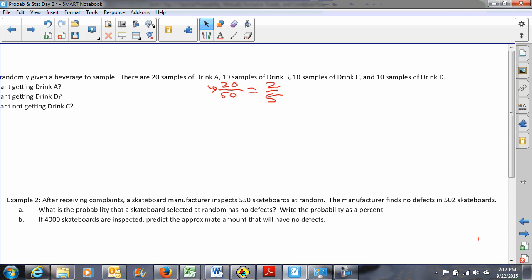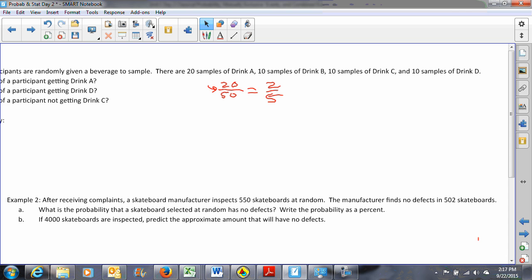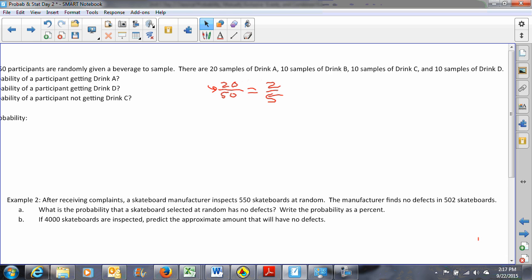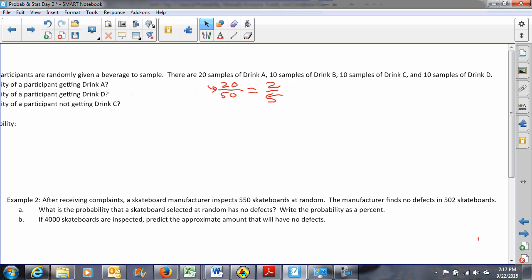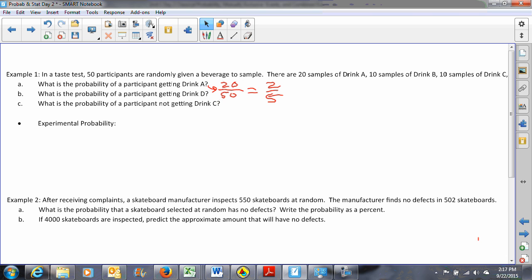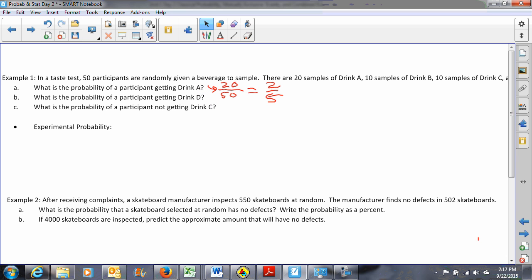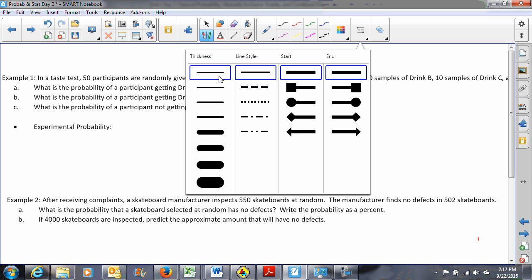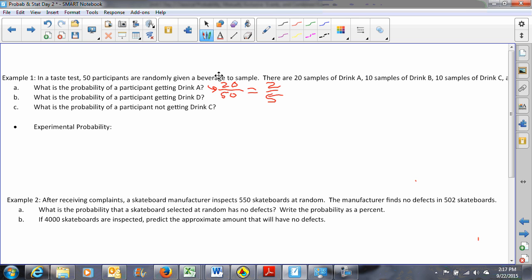There's 10 samples of drink C, 10 samples of drink D. So there are 20 of A, 10 of B, C, and D. Well, what's the probability of a participant getting drink D? That would be 10 over 50, or 1/5, 0.2 if you wish.